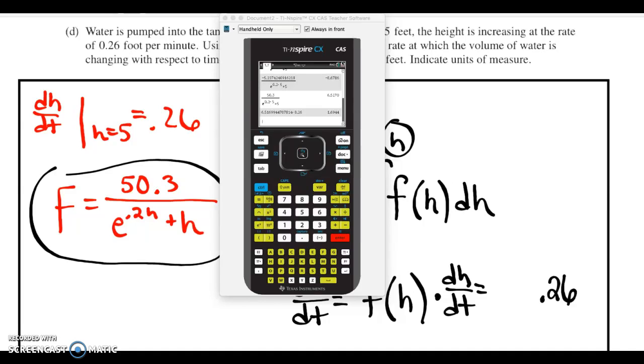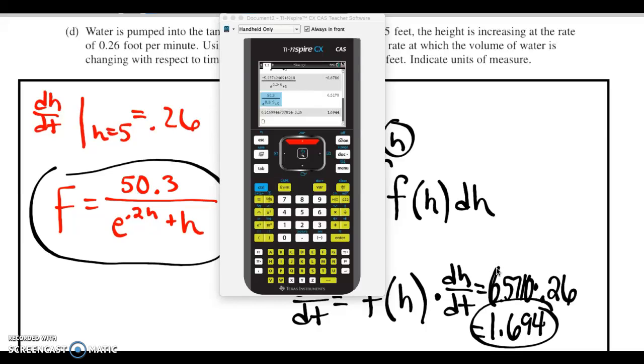So what I did is I had to find f of 5. I put 5 in for h, and I got 6.571. I can write that down, 6.5710. Then I multiply that by 0.26, and I got 1.6944, but we're rounding to the thousandth spot, 1.694. And they ask for units of measure. Well, if f is measured in feet squared, then the rate of change of that is measured in feet squared per whatever our time unit is, per minute.